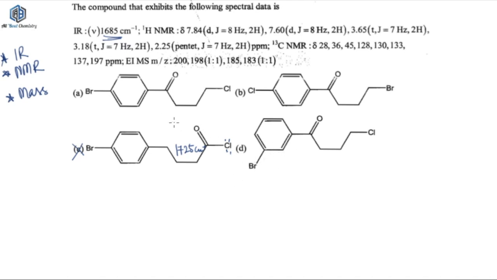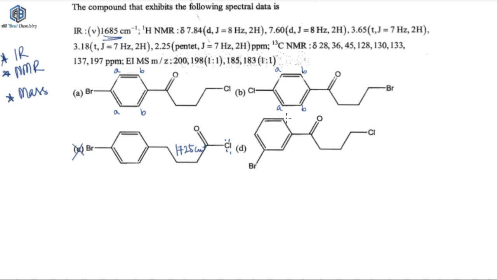Now, how many types of signals will you get over here? In A and B, you will have two kinds of protons. I'm just talking about the protons of the benzene ring. This will be A, this will also be A, this will be B, and this will also be B. In option B also, if this is A, this will be A, and if this is B, this will be B. So there are only two types of protons over here.